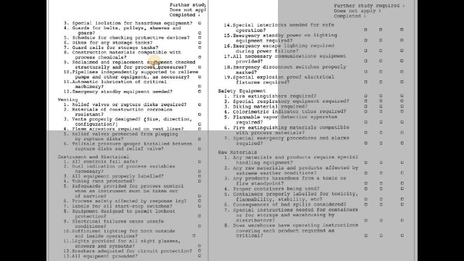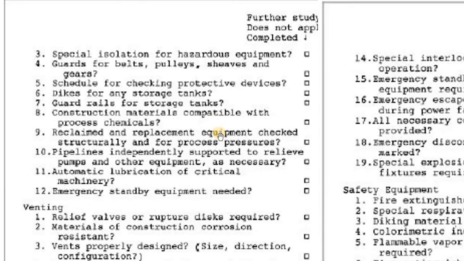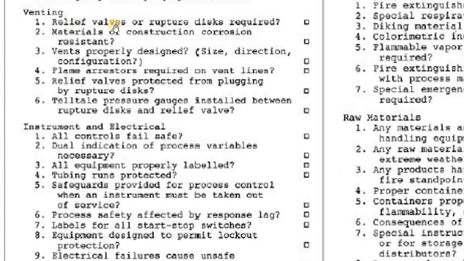I'm just showing you the examples, just a checklist, right? And it could be different from one place to another, like venting, relief valves, or rupture disc required. Check. Materials of construction, corrosion resistance, checked. Vents properly designed, yes, good. The flame, there are arresters. There is something that catches the flame on the vent line, yes. Relief valves protected from plugging by rupture disc. No, we have a problem here, like for example, and so on.